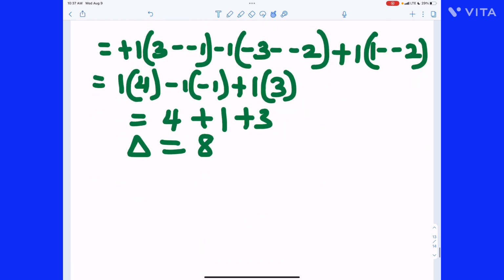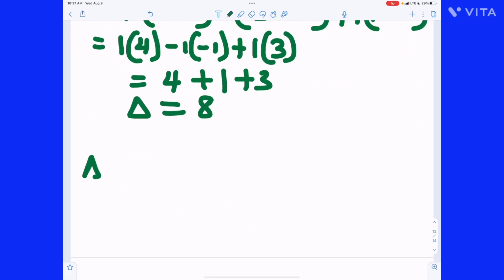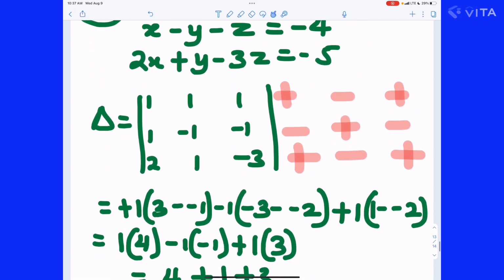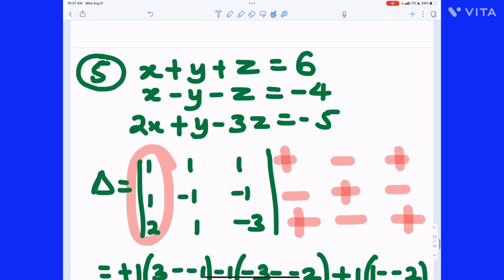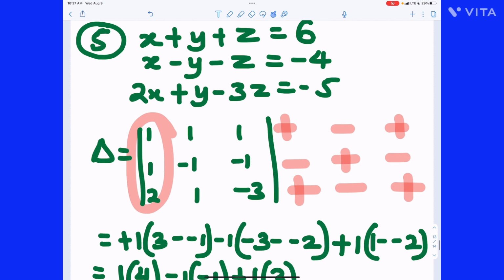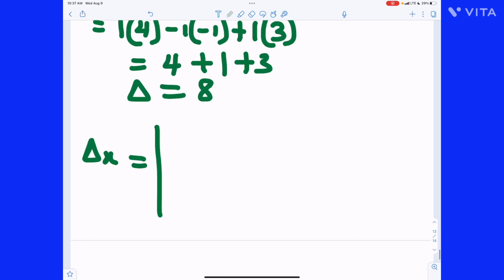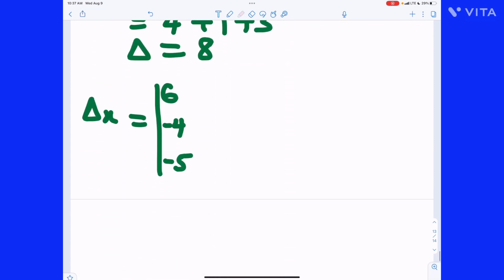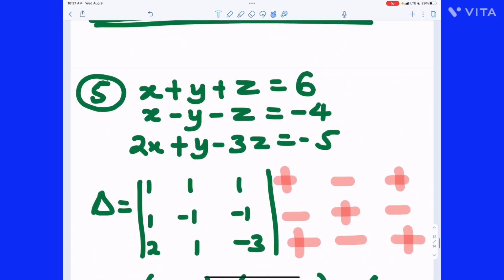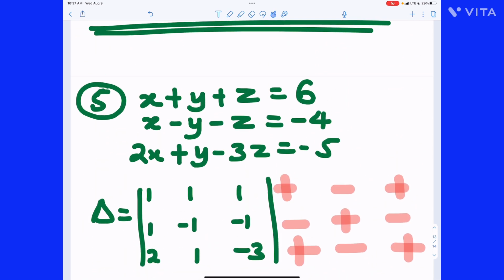I'll now do the same thing I did for 2 by 2 matrices. Find delta x. To get delta x, I'm going to change the coefficients of x. Instead of writing 1, 1, and 2, I'll write 6, minus 4, and minus 5, but keep the others. I'll keep the coefficients of y, 1, minus 1, 1, and those of z, 1, minus 1, minus 3.